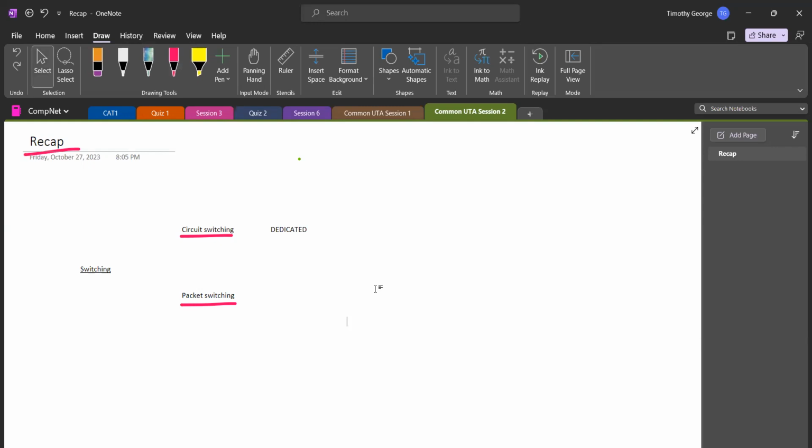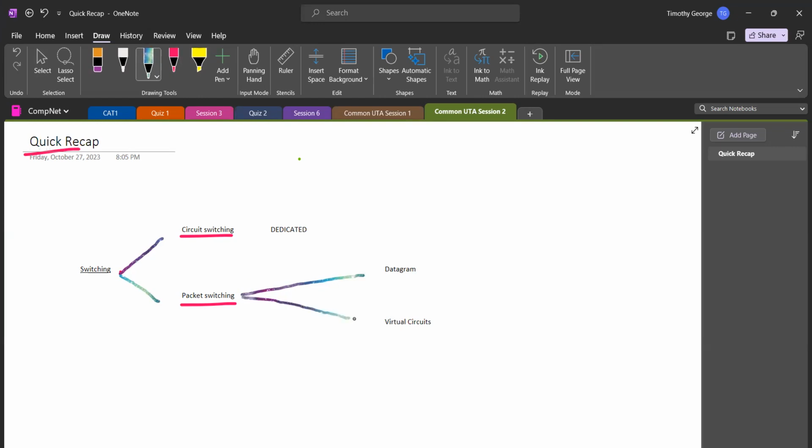Okay, and then when we further split these two parts, we get two other types. We have datagram, and the other one is virtual circuits. So switching has two types: circuit switching and packet switching. Packet switching has two types: datagram and virtual circuits.